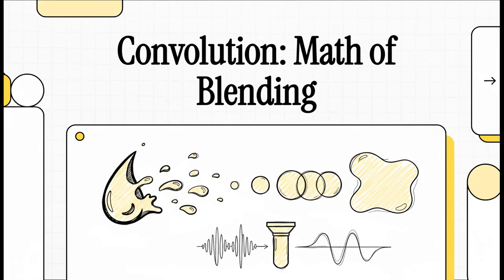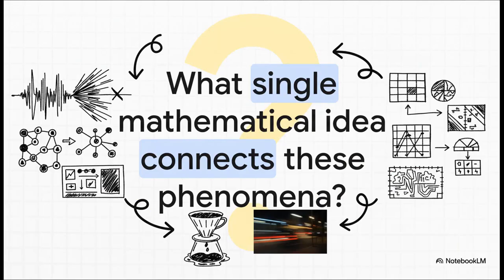You know, there's a mathematical idea that is so fundamental it is literally hiding in plain sight all around us. It's called convolution, and you can think of it as the secret sauce behind how things blend, smear, and spread out in our universe. So to get us started, just think about this for a second. What single mathematical idea could possibly connect all of the following things?